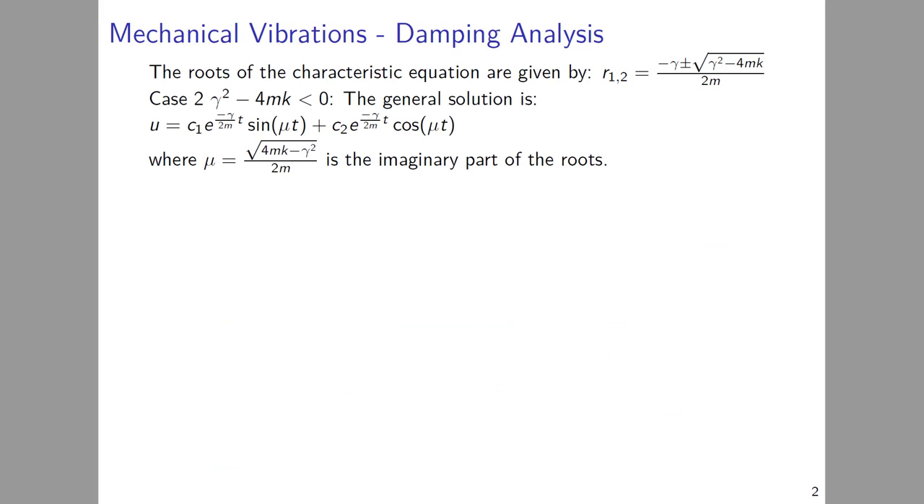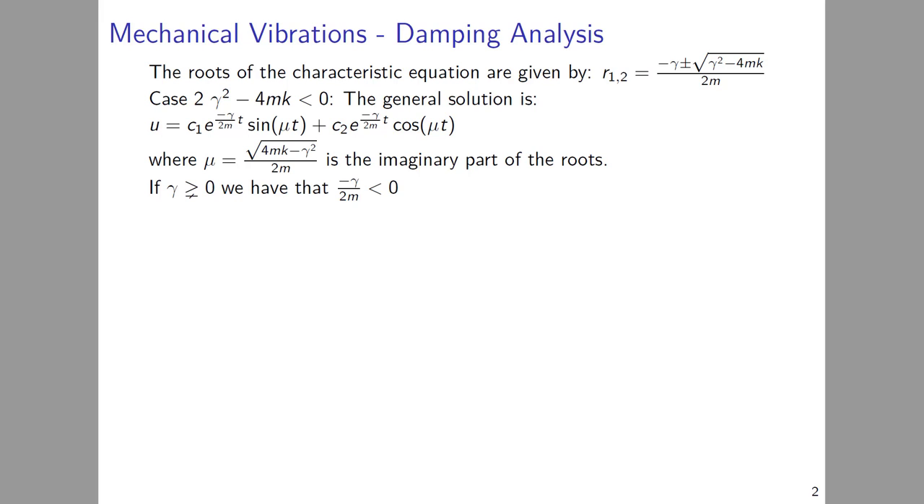The second case that we'll look at is when gamma squared minus 4mk is negative. Here we'll have complex roots, and the general solution is given by u equals c1 e to the negative gamma over 2m t times sine of mu t plus c2 e to the negative gamma over 2m t times cosine mu t, where mu, the square root of 4mk minus gamma squared all over 2m, is the imaginary part of the roots. The real part of the root, negative gamma over 2m, is the part that is not under the square root.